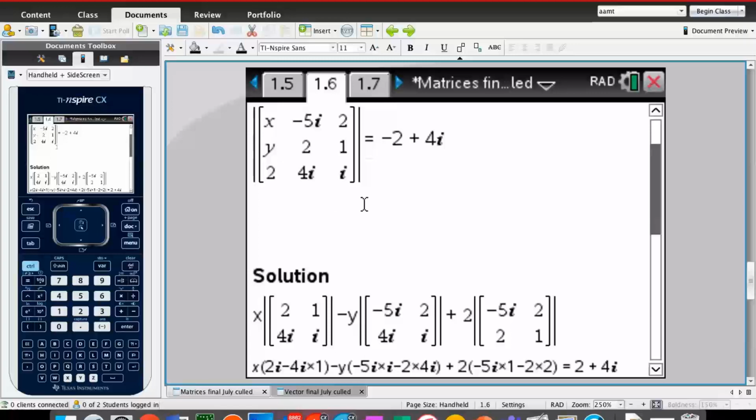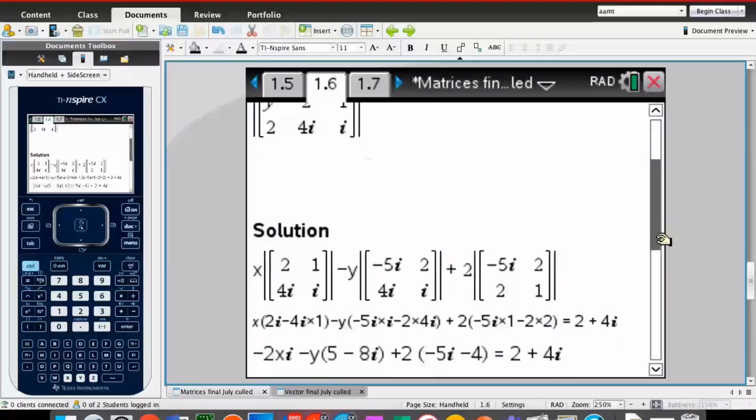The non-CAS calculator won't give you the variables, so you'll have to work this out yourself. So if we go x by the determinant of 2, 1, 4, 1, and minus y, we could go across the row as well, minus the determinant of negative 5i, 2 and 4i, etc., plus 2 by that. So we end up with this expression.